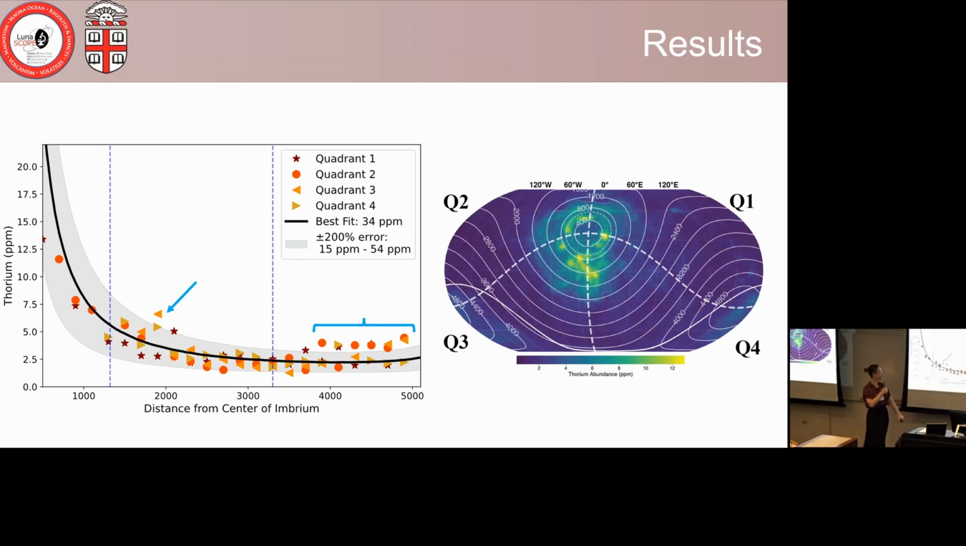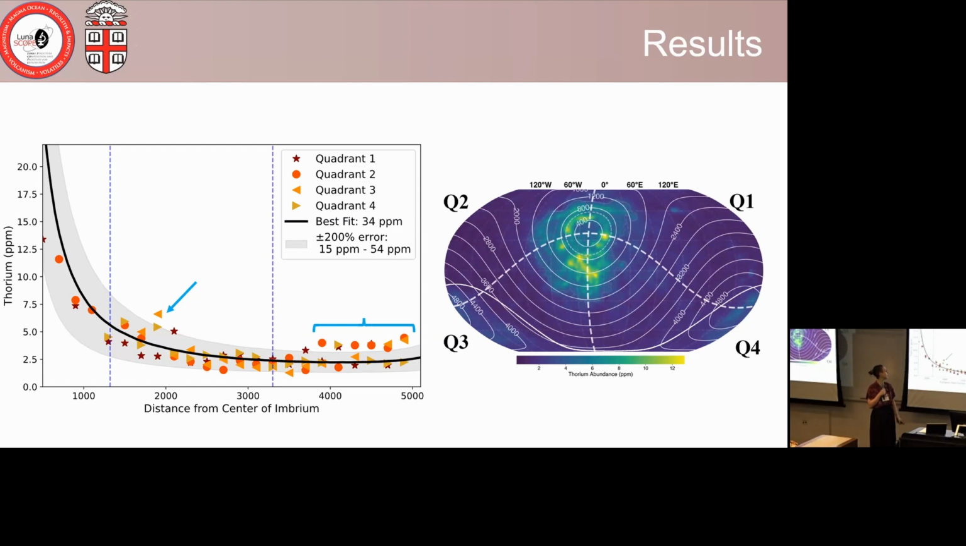So if you look at these values at around the 4,000 to 5,000 kilometer distance from Imbrium, there are values of thorium abundance that are higher than even our highest error bound of 54 parts per million. If you compare that distance to what is happening on the map on the right, you know that these are the values inside of the South Pole-Aitken Basin. So this pretty definitively shows that there's no way that the Imbrium ejecta alone could have created that signal in the South Pole-Aitken. It would have needed help. It also gives you some understanding of how much you can expect from Imbrium material to be contributing to that area.